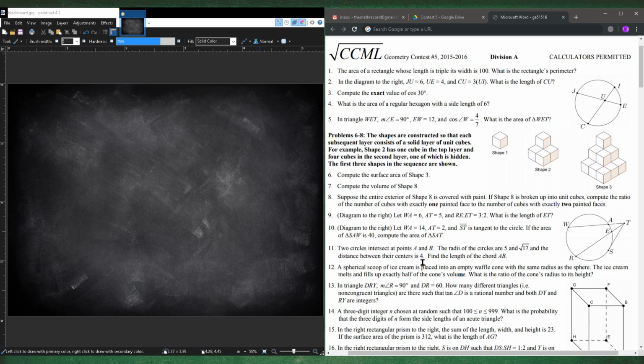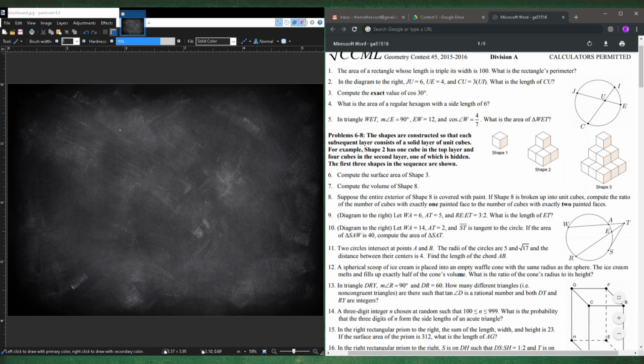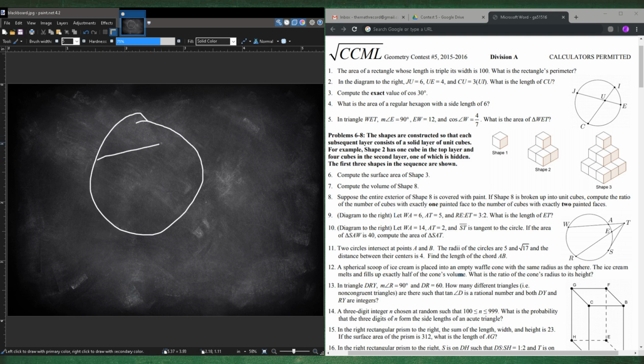So this is actually really simple. Let me just draw this out and get some important properties. So you have this line here, and you have this line, and you have the point here, point here, point here, and we just draw a line here. So they said this area was 40, and they said WA is 14, and AT is 2, right?